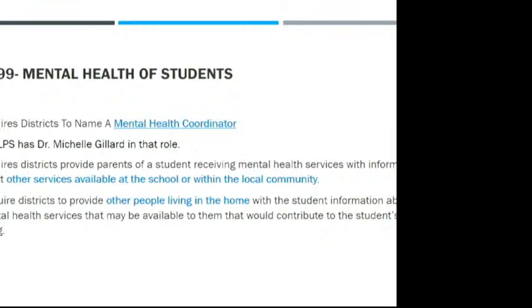House Bill 899, this is about the mental health of students. I did not go into detail on this one. Districts must name a mental health coordinator. We do this work already, and Dr. Michelle Gillard is our mental health coordinator and does the reporting and all of that. It adds new components. If someone is receiving mental health services in school, we are required to let them know of available services in the community, as well as anybody else that lives in the home. So the entire family needs to be informed about services.